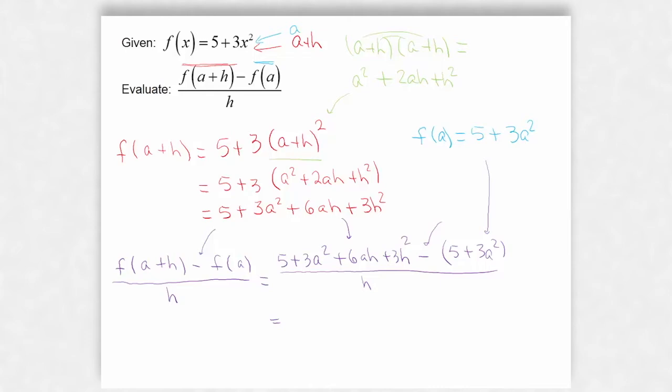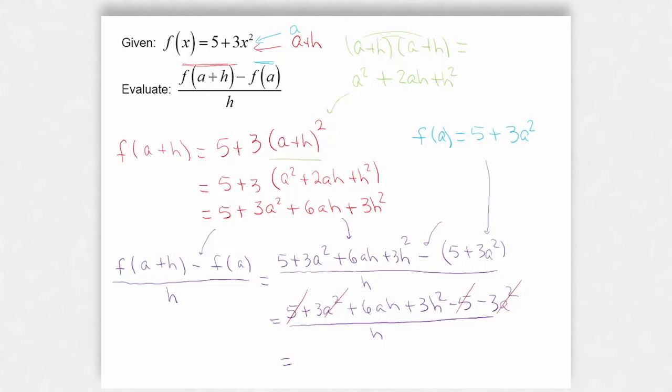So now we're going to distribute the negative out front. When we distribute the negative out front, we end up with 5 plus 3a squared plus 6ah plus 3h squared. And then when I distribute the negative, I end up with what? Minus 5 minus 3a squared. Super. All over what? All over h. Well, do you notice any simplification that we can do? Absolutely. What would that be? The 5s cancel out. 5 minus 5 is 0. That sounds good. And there's a 3a squared and a negative 3a squared. That sounds good.